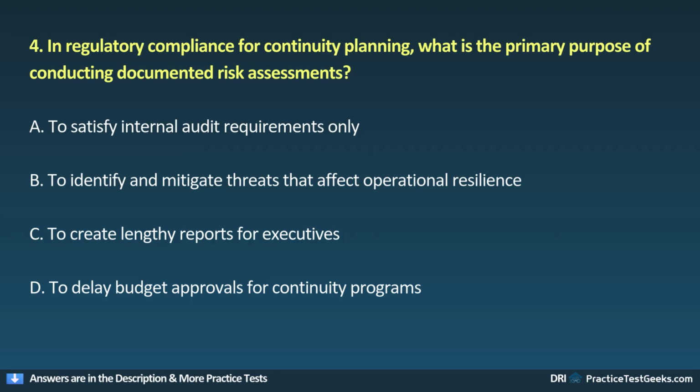4. In regulatory compliance for continuity planning, what is the primary purpose of conducting documented risk assessments? A. To satisfy internal audit requirements only. B. To identify and mitigate threats that affect operational resilience. C. To create lengthy reports for executives. D. To delay budget approvals for continuity programs.